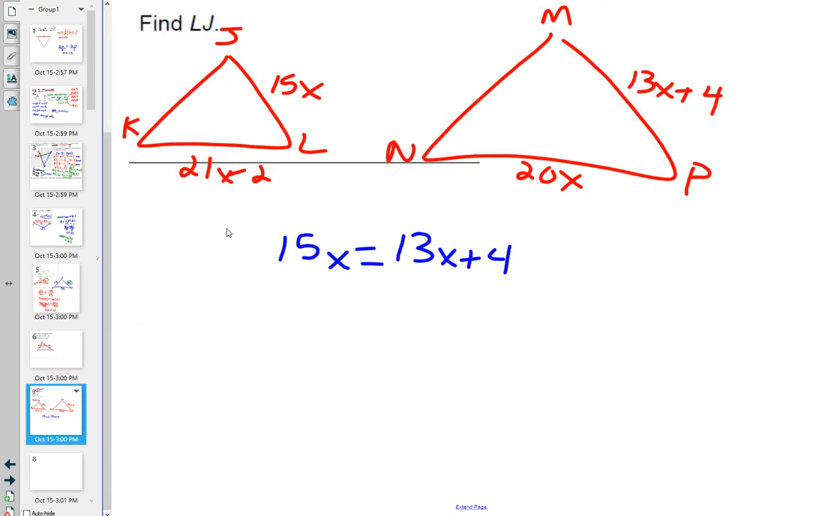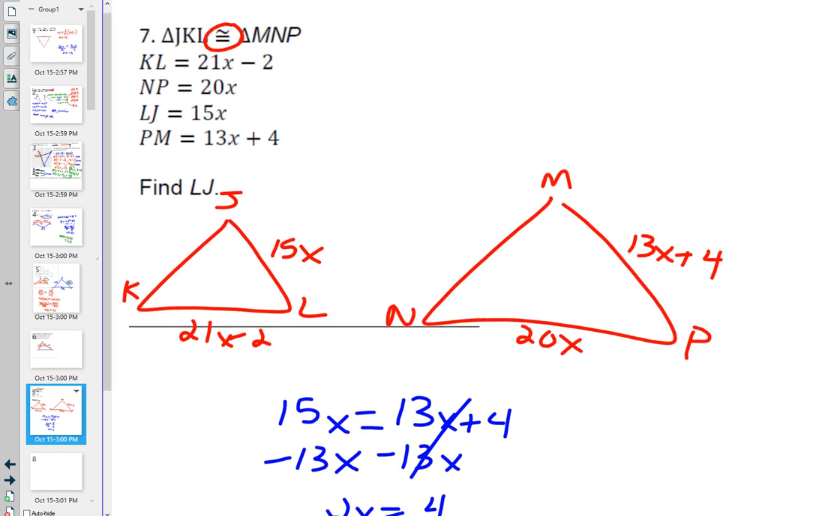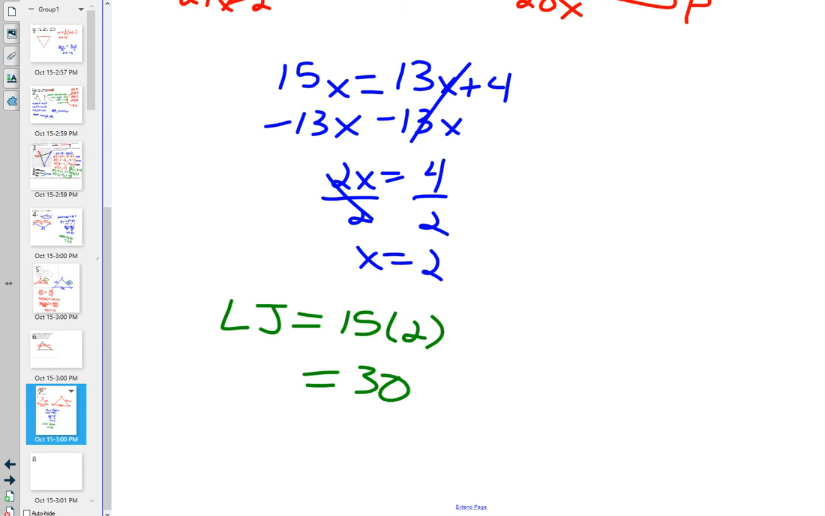All the other information which is given to you was just extra, what they call a distractor to throw you off. So x is 2. But always go back and check what the question was asking you. It wasn't asking you for x, it was asking you for LJ. LJ was 15x. So I would say LJ is 15 times 2, which is 30.